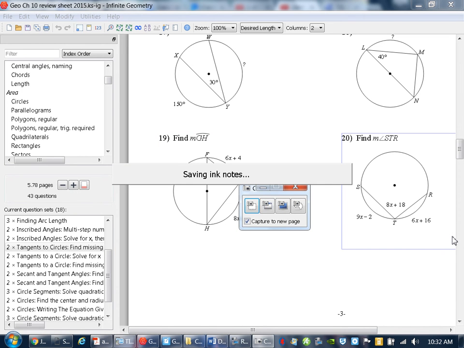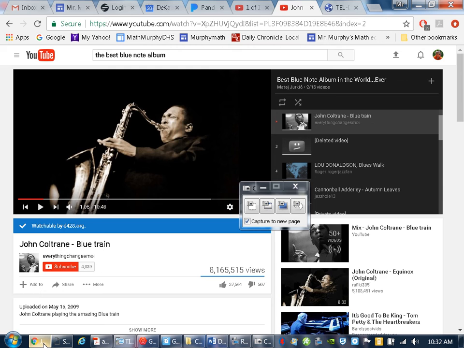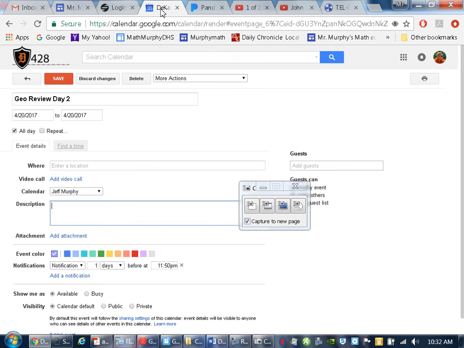Remember how I told you I was going to have a worked out solution key for you guys? Let me tell you real quick where I'm going to put it. When I get that worked out solution key, I'm going to put it on the calendar.